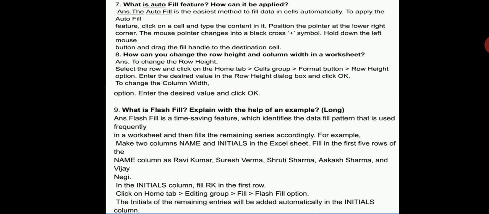Then click on the Home tab. Then choose the Editing group. After that, click on the Fill option. And then lastly, you have to click on the Flash Fill option. The initials of the remaining entries will be added automatically in the Initials column.